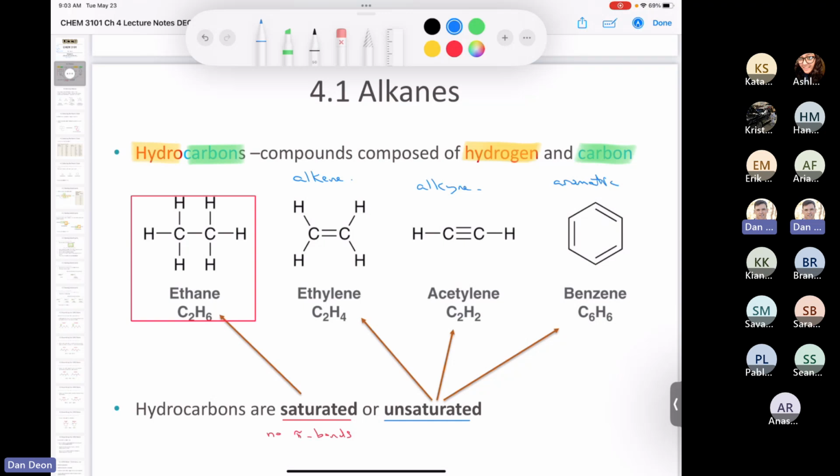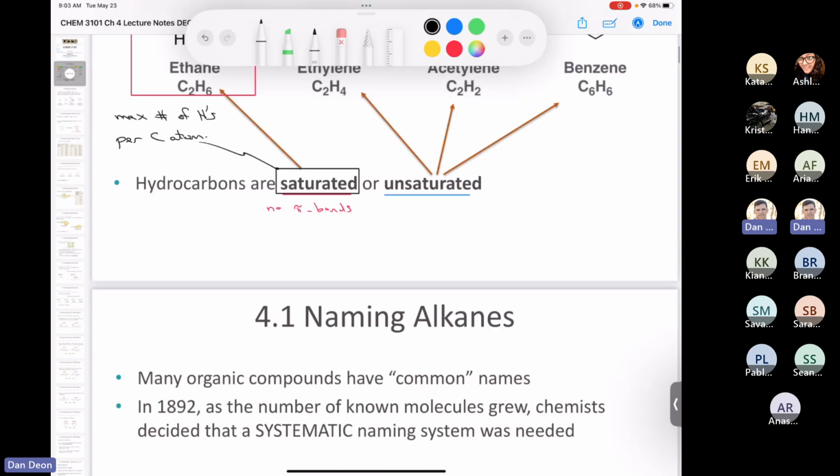So, unsaturated versus saturated. Another way to think of saturated is that in a saturated hydrocarbon, you have the maximum number of hydrogens per carbon atom. For every carbon atom in the molecule, you have a maximum amount of hydrogens. You cannot put any more than is in a saturated hydrocarbon. So again, we're going to focus on alkanes in this chapter, and ethane falls under the umbrella of an alkane. We're also going to talk about cycloalkanes, but I'll get into that in a second.